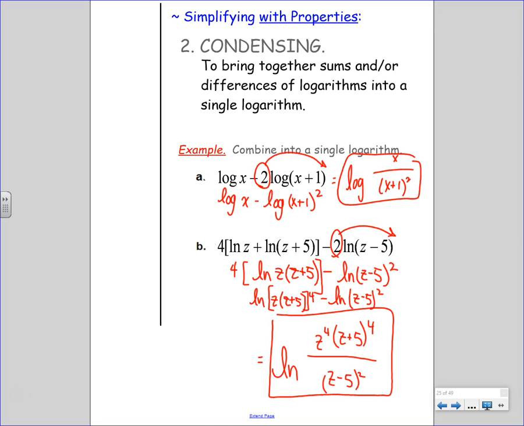Some of you weren't quite sure if you could bring that 4 in. You might have thought that you were killing puppies. If worse comes to worse, just think, if you were to rewrite it 4 times, it's totally legal to say both of them are going to be to the 4th power. If you were to rewrite it, Z to the 4th and Z plus 5 to the 4th. It's not killing anything. It's only killing something if you bring it into the parentheses, which we did.